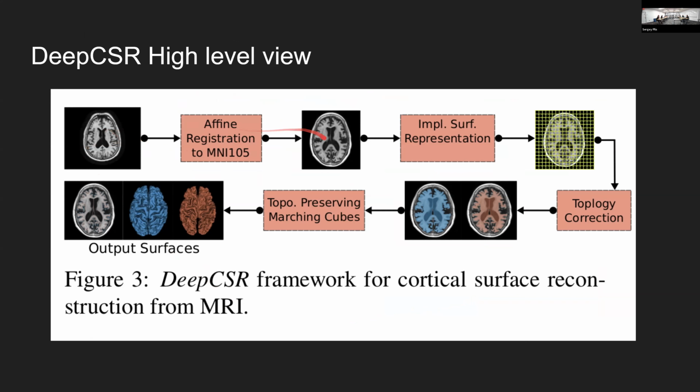Basically, affine registration means that you're mapping your data set into a similar coordinate space, and implicit surface representation is either occupancy grids or signed distance functions, and I'm reasonably confident they're using signed distance functions. Topology correction, as they use the term here, is the post-processing that removes what they call topology defects. I think topology is a pretty broad term.